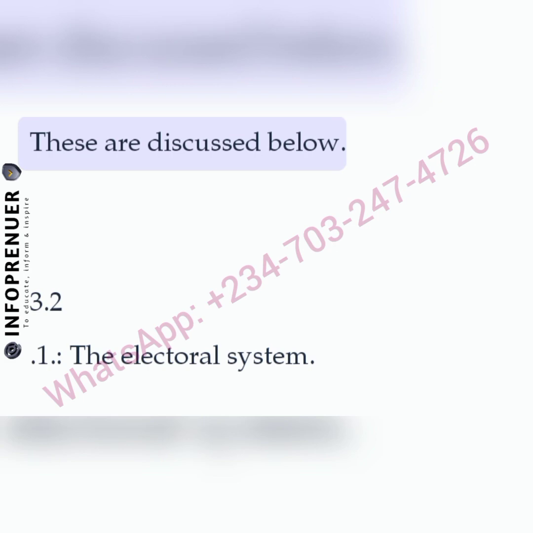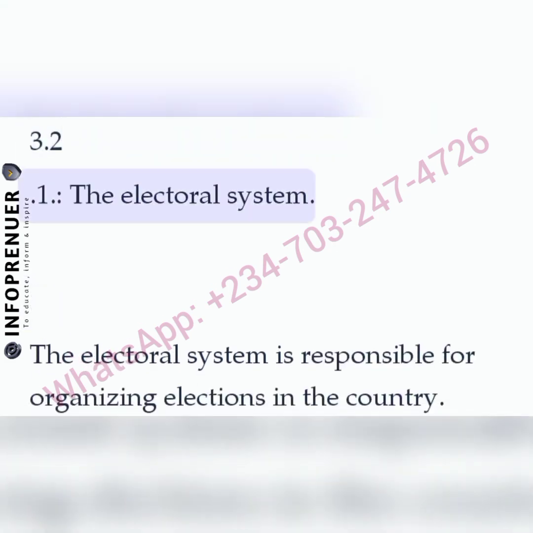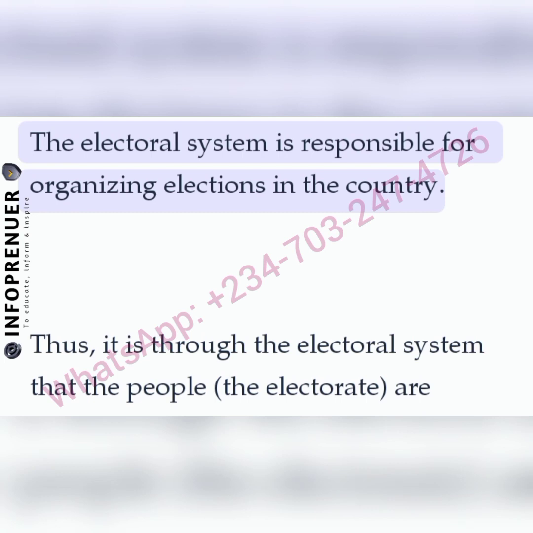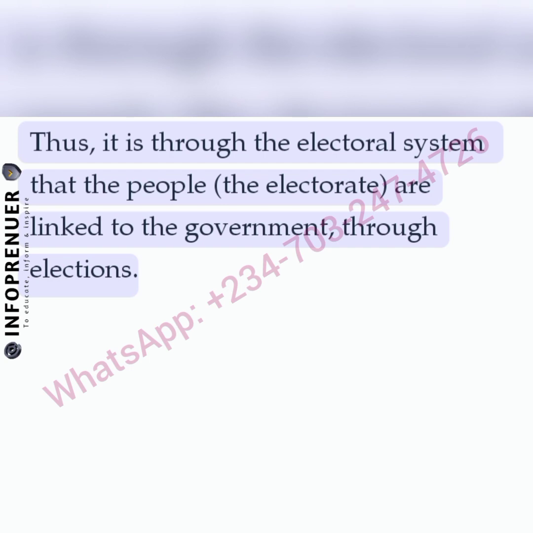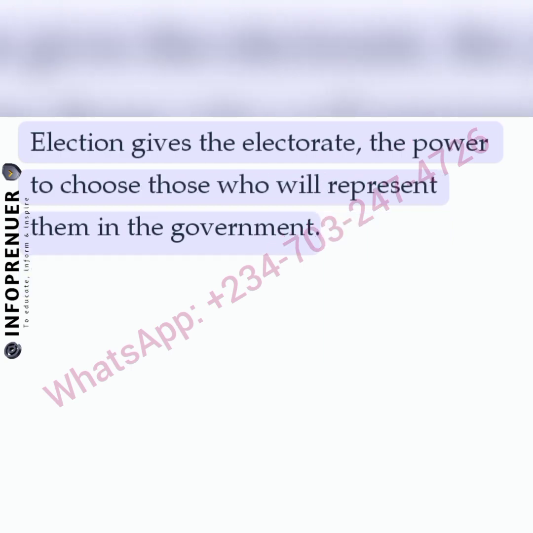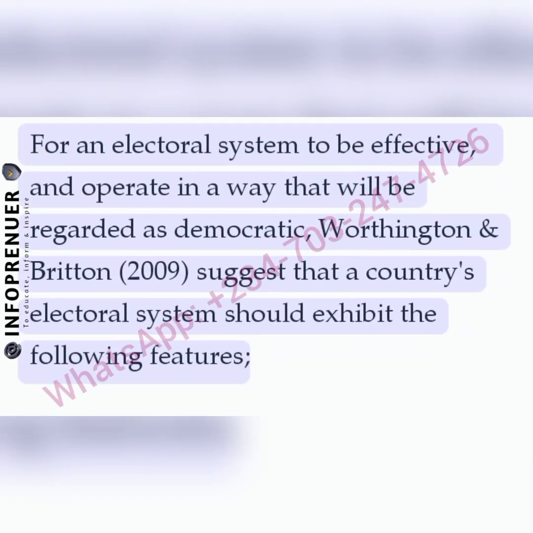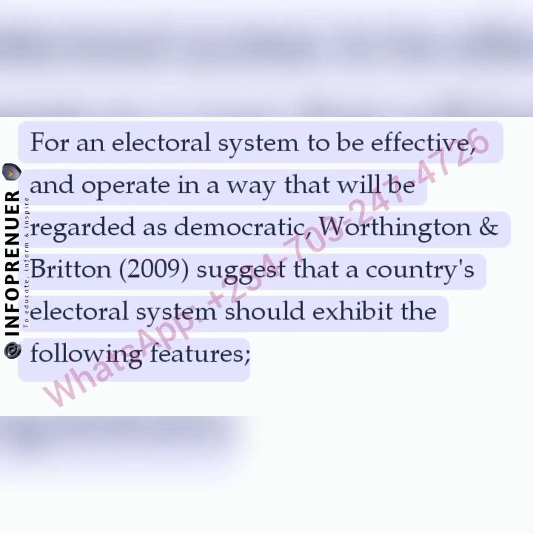These are discussed below. 3.2.1. The electoral system. The electoral system is responsible for organizing elections in the country. Thus, it is through the electoral system that the people, the electorate, are linked to the government through elections. Election gives the electorate the power to choose those who will represent them in the government. For an electoral system to be effective and operate in a way that will be regarded as democratic, Worthington and Britton, 2009, suggest that a country's electoral system should exhibit the following features. 1.